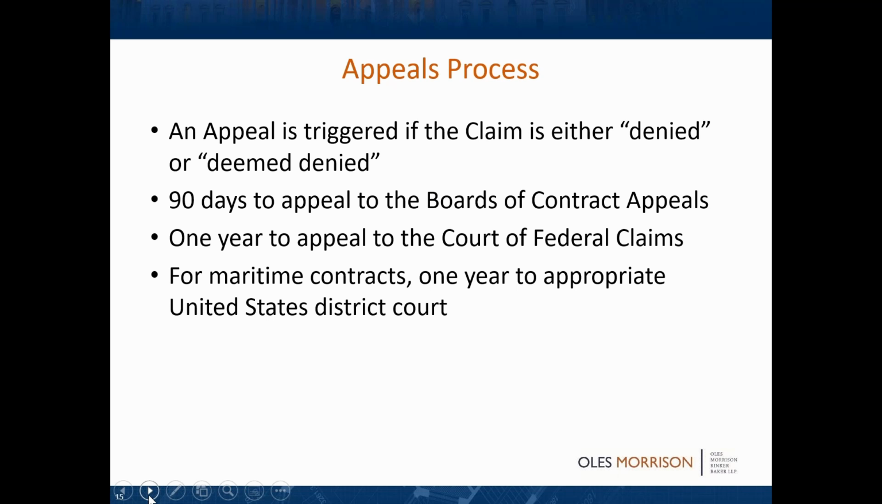Appeals. You've got to file your appeal. If it's denied, you get something in writing. You can also, if you want to, appeal on a deemed denial basis. In other words, you don't get a response within 60 days. You then have 90 days to go to the boards of contract appeals. The Armed Services Board of Contract Appeals is responsible for decisions from the DoD, Army, Navy, NASA, and when specified, CIA. The Civilian Board takes care of all the civilian executive agencies, except the Postal Service and the Tennessee Valley Authority and the Federal Aviation Administration.